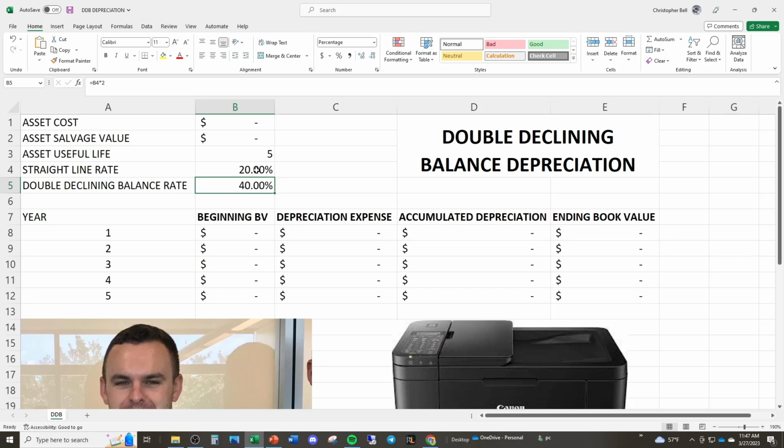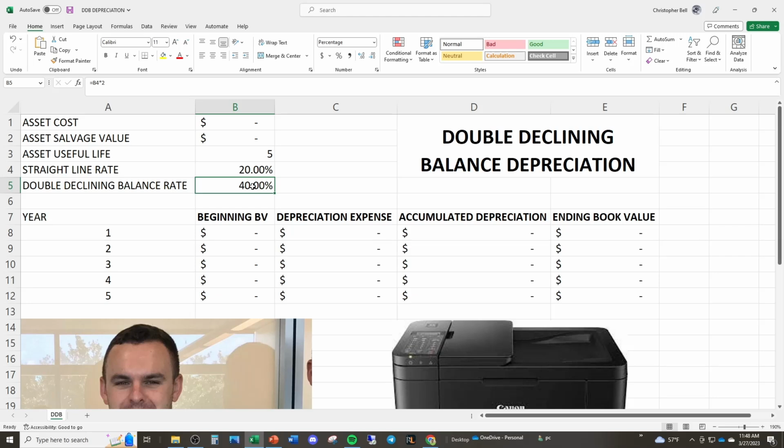And it makes sense. If you have an asset that you're using for 5 years, you're going to depreciate it at 20% of its value over the 5 years. But even if you don't understand that, just take 100%, literally 100%, and divide it by the asset's useful life. Then, to find the double declining balance rate, you simply multiply the 20%, or the number you get for the straight line rate, by 2. Hence, double declining balance rate. You're depreciating it at double the rate up front.